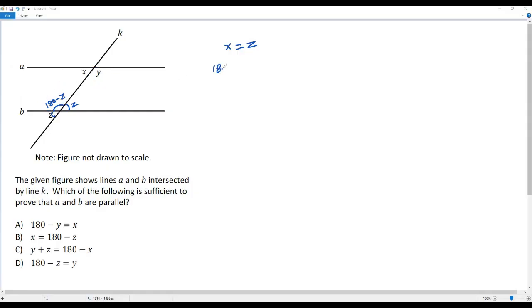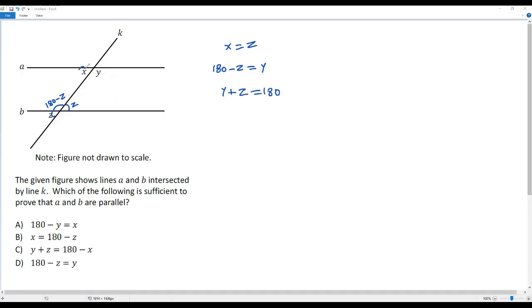Let me write the stuff over here. That is 180 minus Z equals Y. And also let's consider this one and this one. These two angles are consecutive interior angles. If they add up to 180 degrees, then A and B are parallel. That is Y plus Z equals 180.